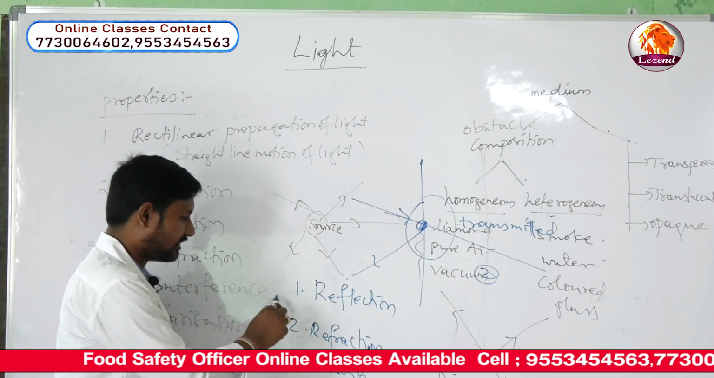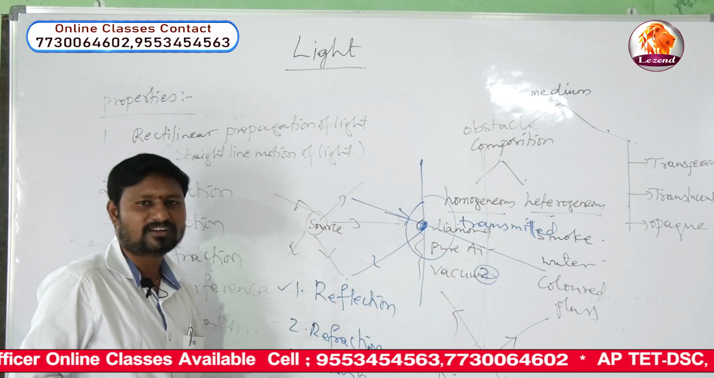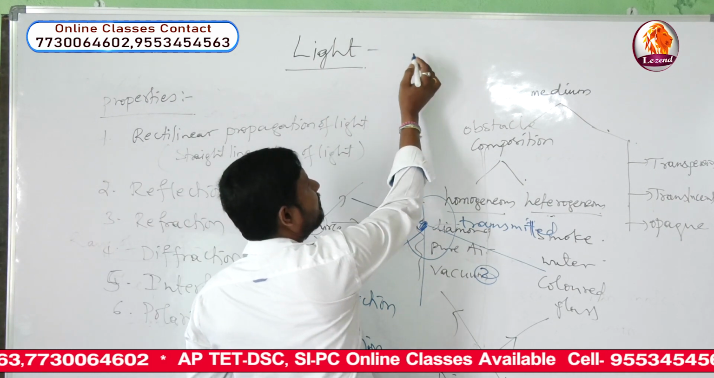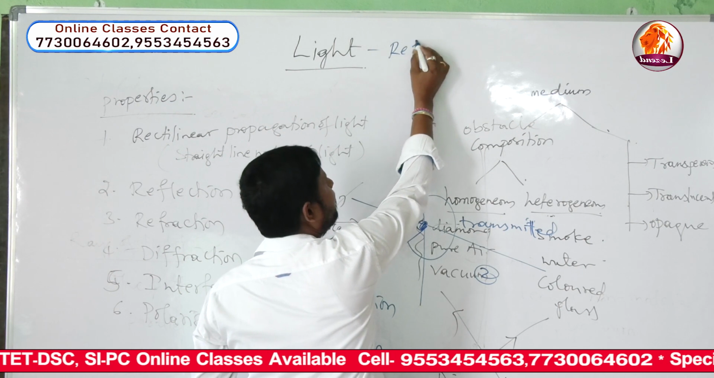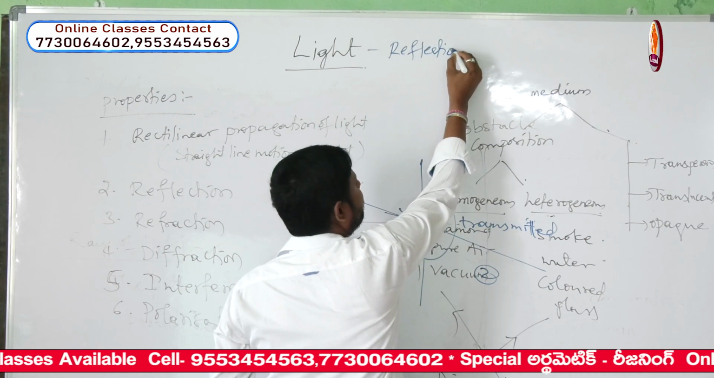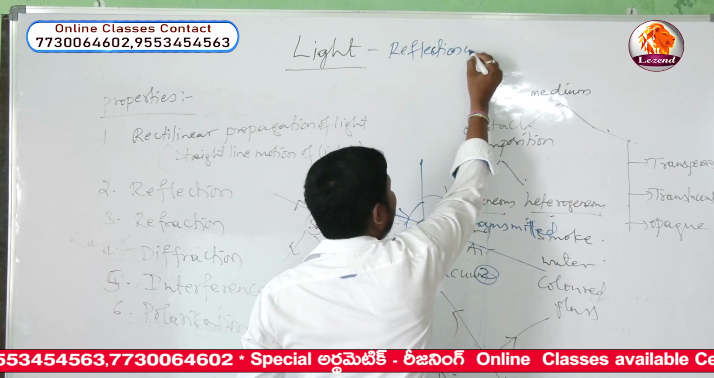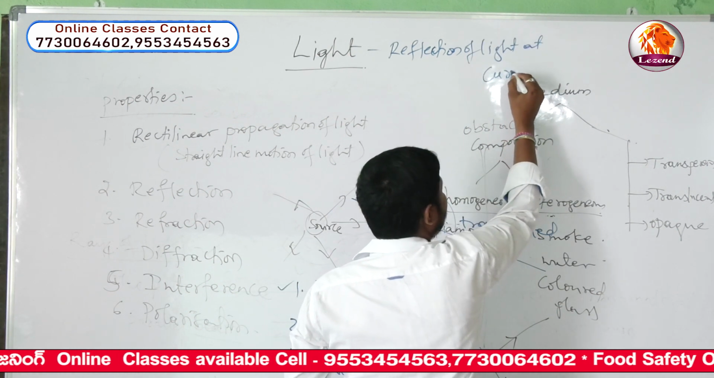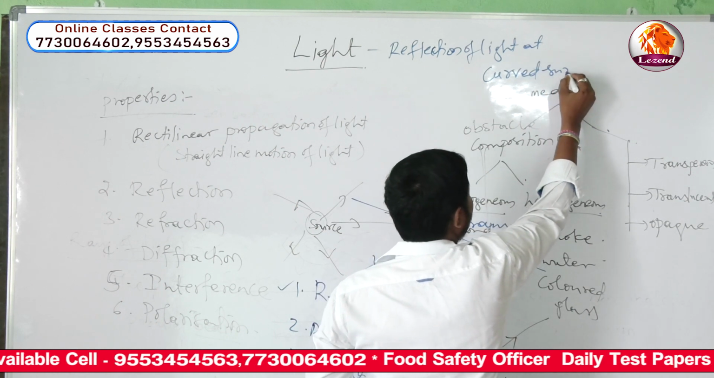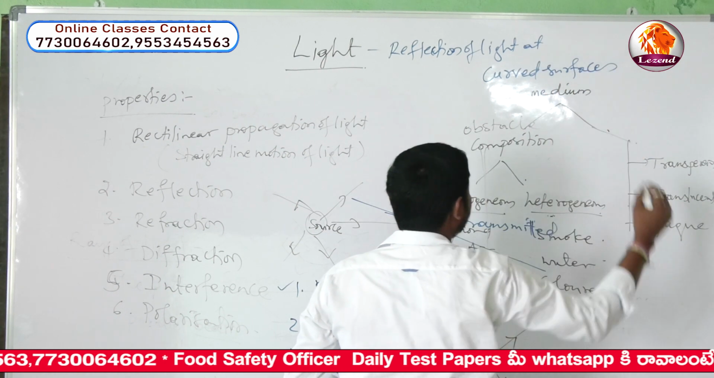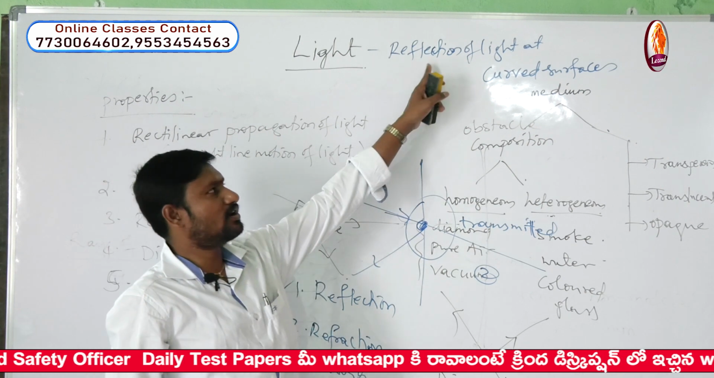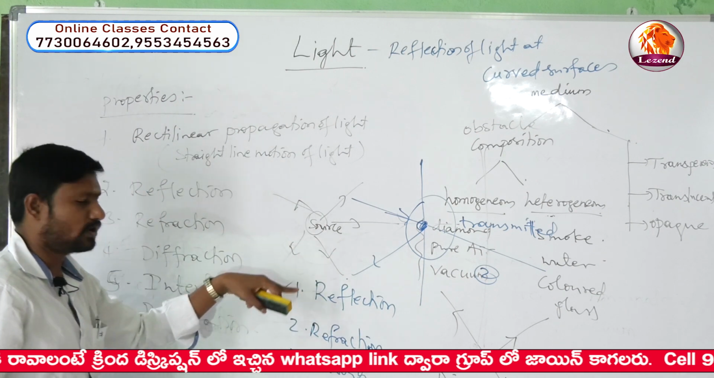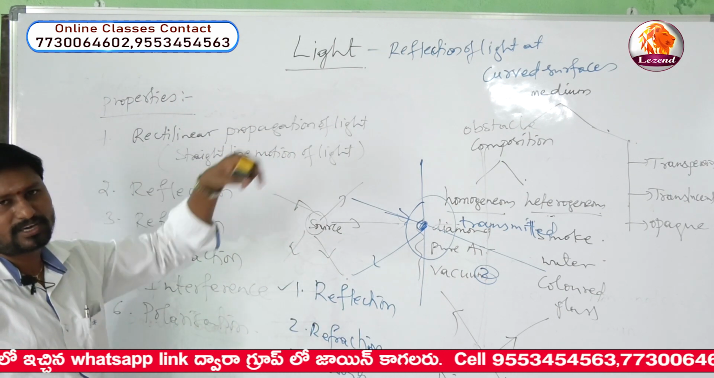So, first of all, let us take one of the important properties of light, reflection. For you, the actual topic given is reflection of light at curved surfaces. What is reflection of light, and what is it at curved surfaces? In order to understand, let us see what reflection is first, then we enter into our topic directly.